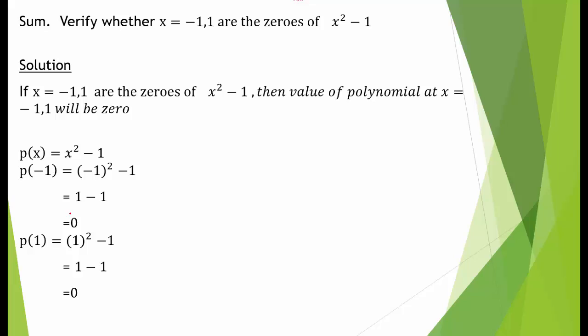If this comes out not equal to 0, then we say that these are not zeros of the polynomial. If either one comes out equal to 0 and the other is not equal to 0, then we say that one is a zero and the other is not a zero.